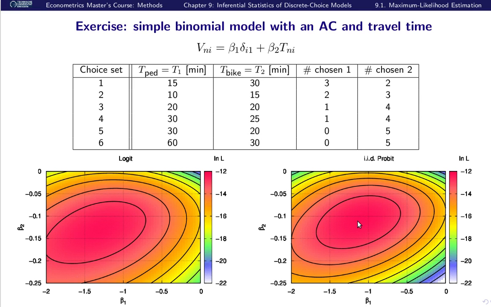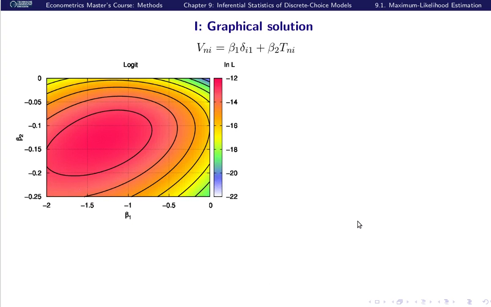By the way, you can show that for logit models, if you have linear deterministic utilities, then a minimum always exists and it is unique. That means the calibration is unique. So how do you proceed? Let's do it first for the logit model.